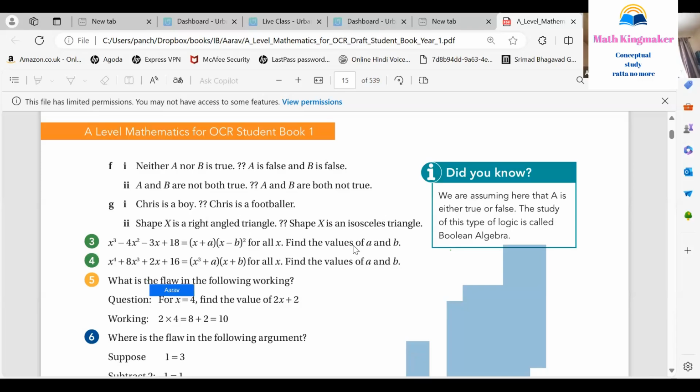Yeah, I didn't know the "none" option would be there because it didn't say in the question. Okay, so I can do this question. Yeah, do it. Okay, do both 3 and 4.